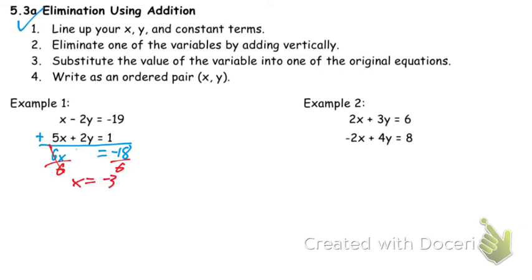Now, in substitution, the one we just got done doing, when we found one variable, what did we do? Plugged it in for the other one. We're going to do the same thing. We use elimination to find the first variable. Now, we plug it in to one of the original two. Okay? So elimination or substitution, the difference is how you find the first variable. Then, you find the second variable the same way.